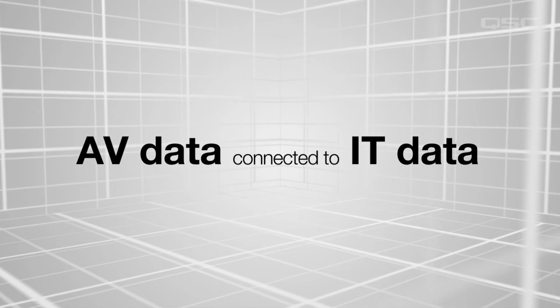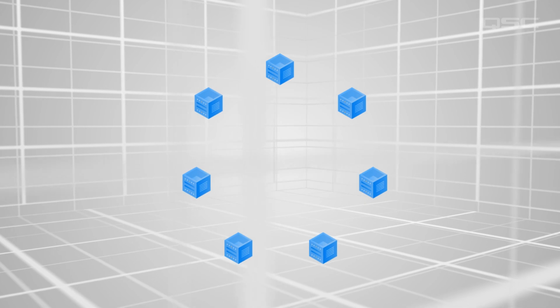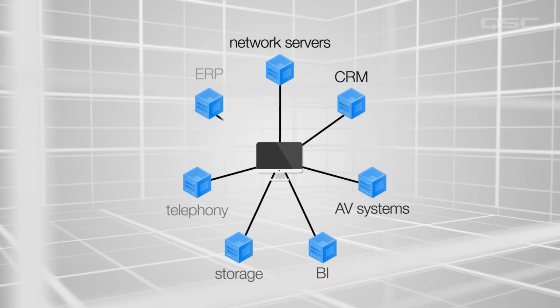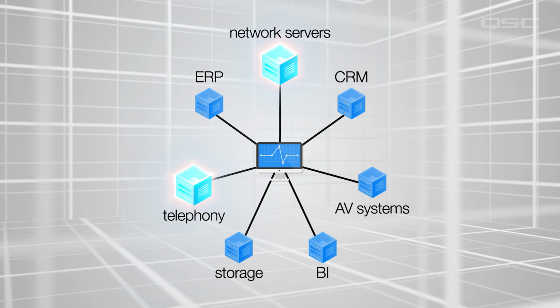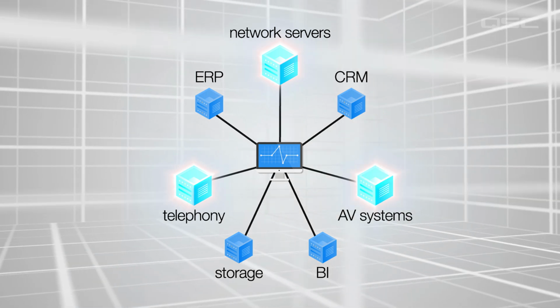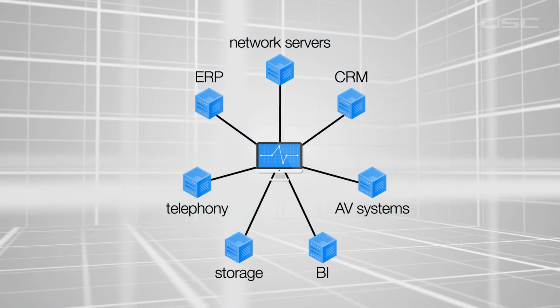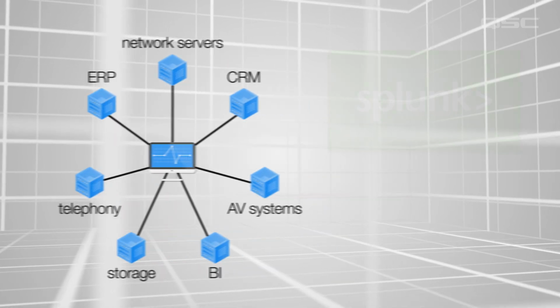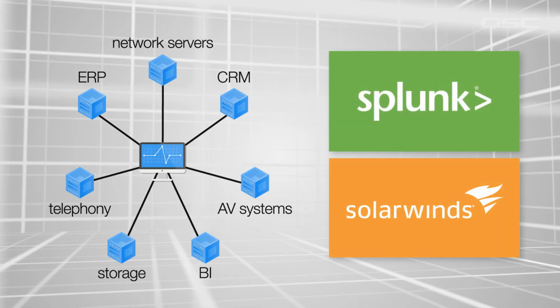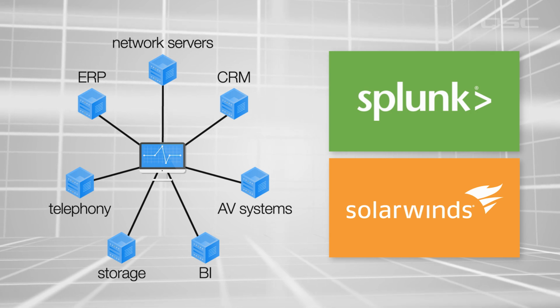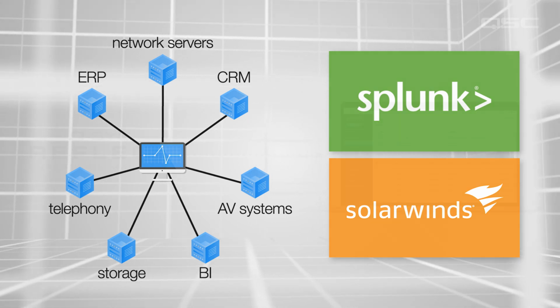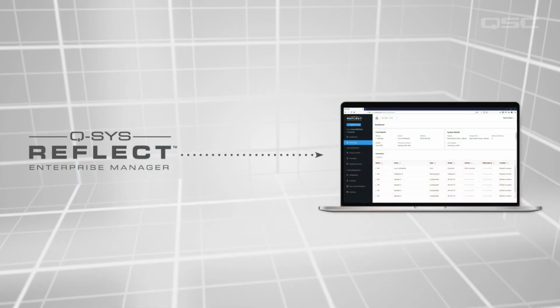The Shangri-La scenario for IT administrators has always been to aggregate data from all their different subsystems onto a single pane of glass. That's servers, telephony, and yes, even AV systems. Oftentimes, they'll use building management systems or software applications like Splunk or SolarWinds to accomplish this. But historically, AV data has been next to impossible to connect to systems like this. Enterprise Manager solves that problem.